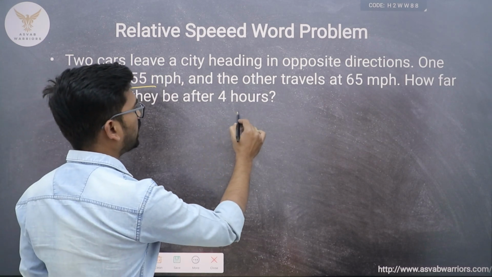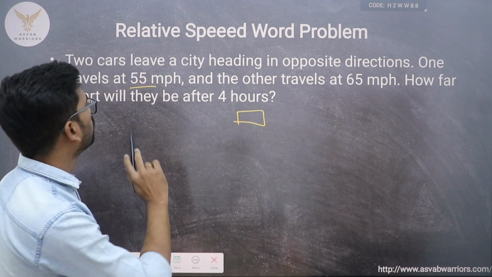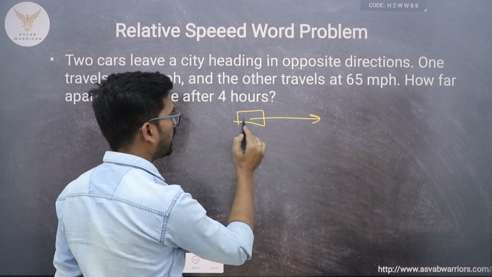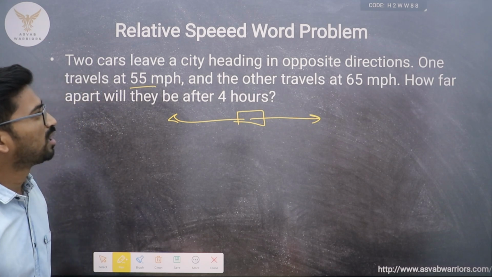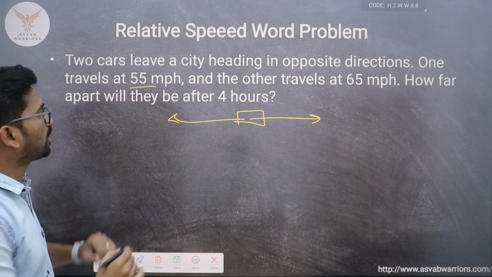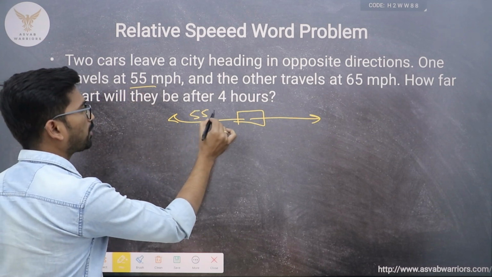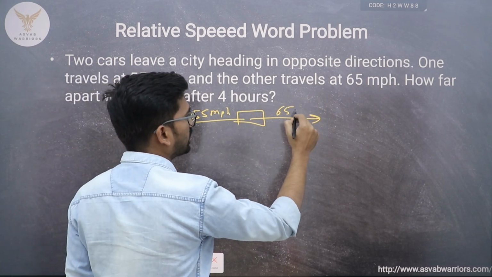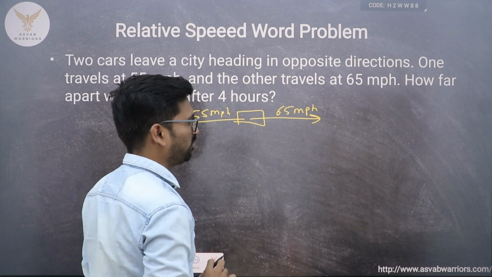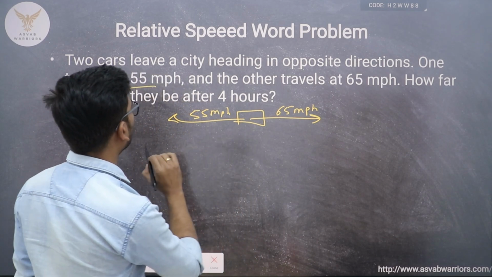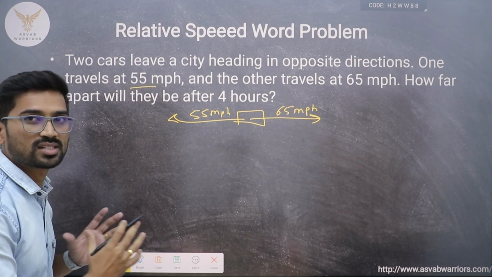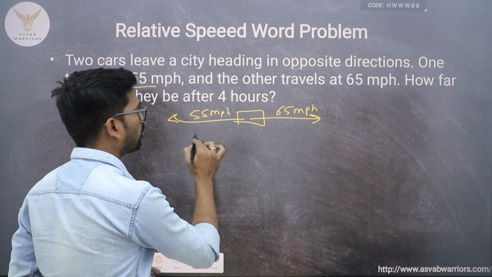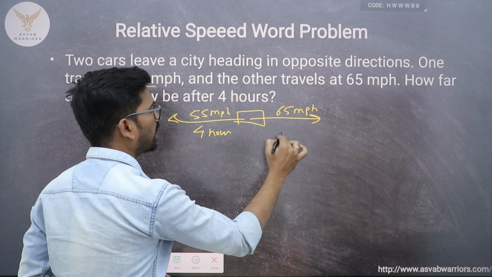Now let's say there is a city and 2 cars travel in opposite directions. So let's say car A goes this side and car B goes this side. One travels at a speed of 55 miles per hour, while the other travels at a speed of 65 miles per hour. And we have to calculate the distance between them after 4 hours. It means both cars will be traveling for 4 hours.